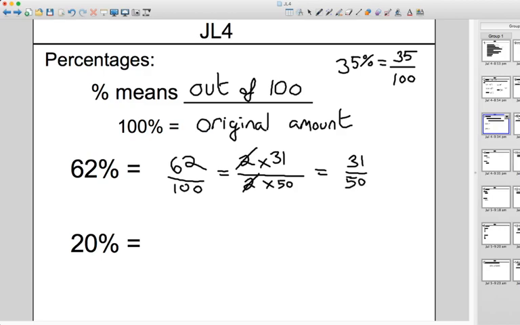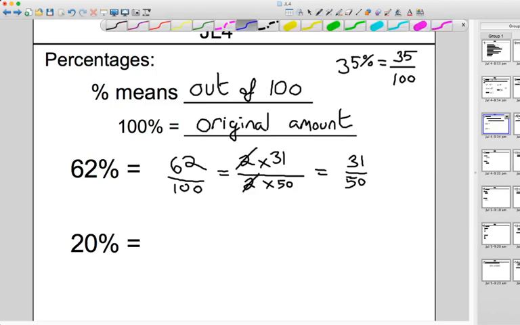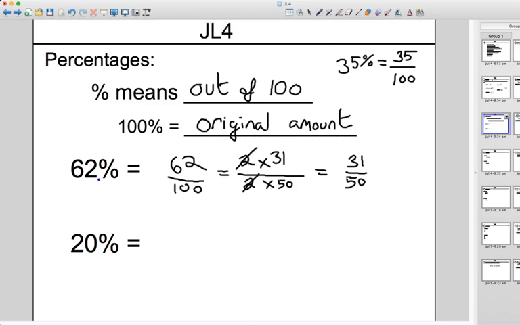Or the other way of thinking about it is to go from a percentage to a decimal. You're moving the decimal point. So if I change the colour here, the decimal point at the moment is here. I'm going to be going 2 places to the left, which would give 0.62.